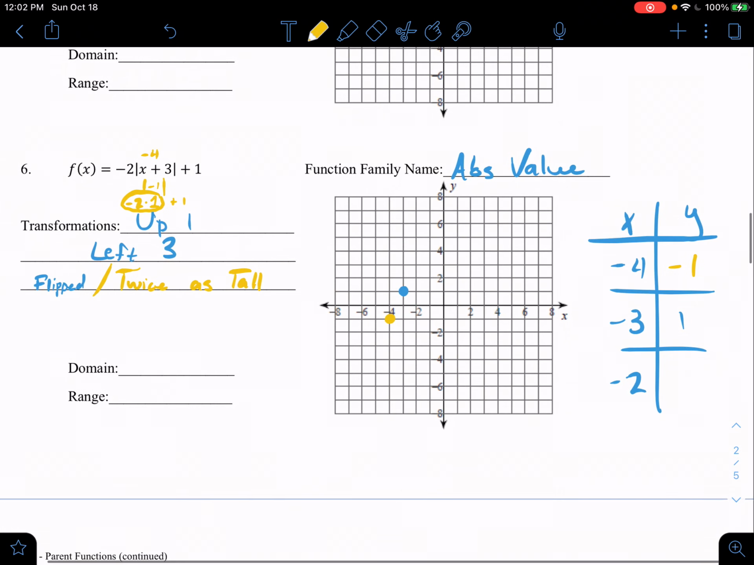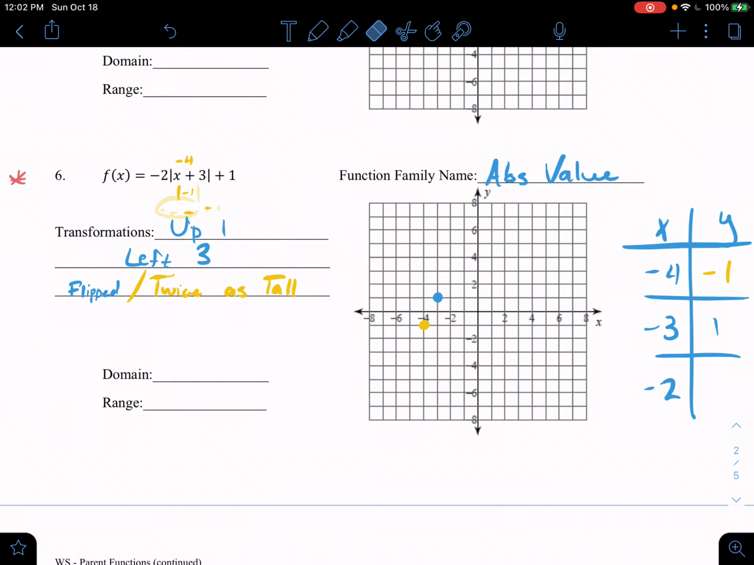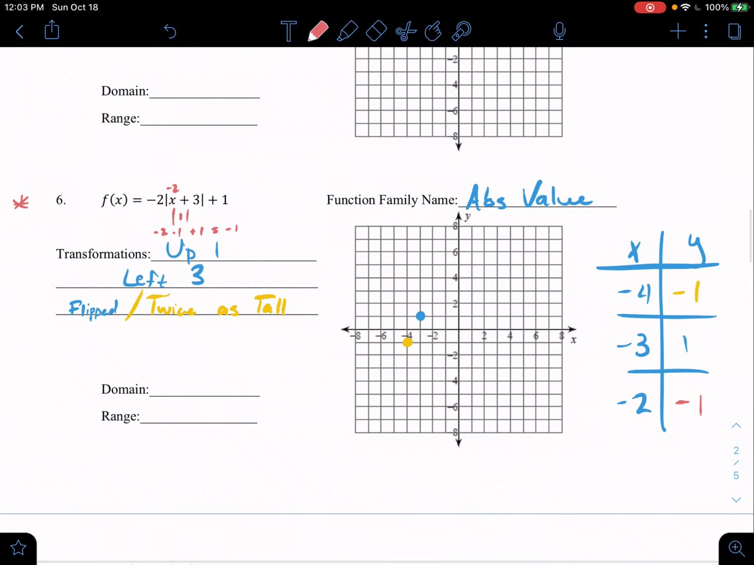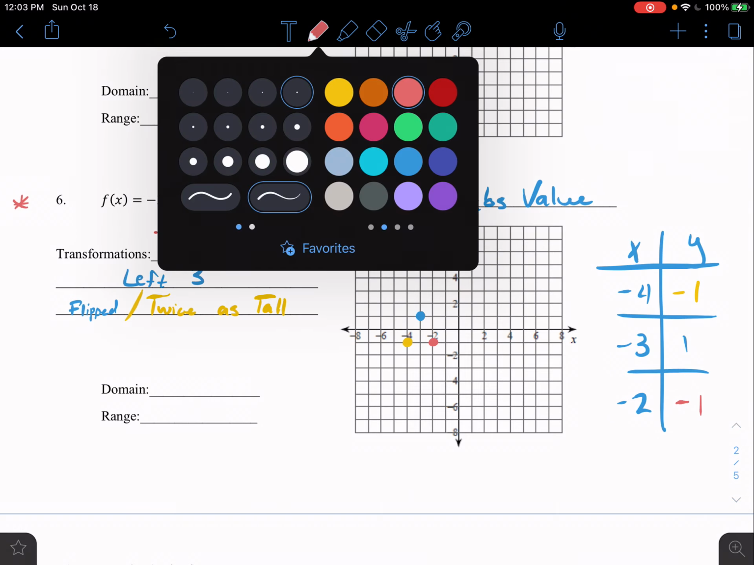Plugging in -2. -2 plus 3 gives us a +1. The absolute value of +1 is 1. 1 times -2 is -2. Should probably be writing some of this down for you. So -2 plus 3 is 1, the absolute value of 1 is 1, 1 times -2 is -2, and -2 plus 1 gives me -1. So again, we get a -1, so we'll get another point right there, and then we can sketch our final graph of that.